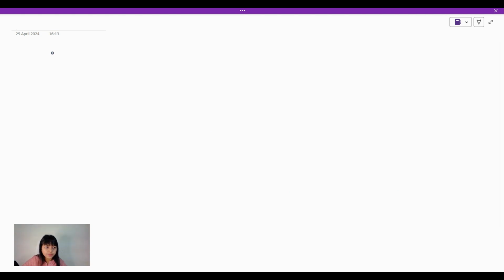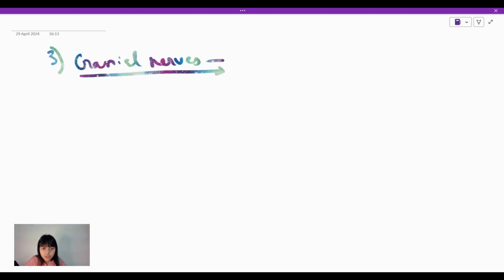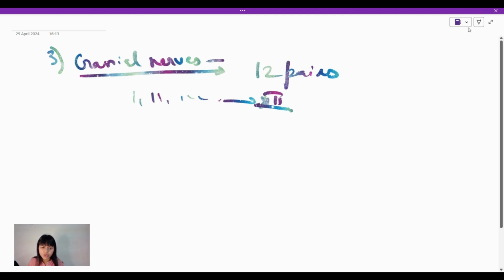Next is your third point, that is the cranial nerves. Here basically, how many cranial nerves are there, students? Yes, there are 12 pairs of cranial nerves, and you need to mention each of the cranial nerves separately, 1, 2, 3, and so on up to 12. If you want, I can upload a separate video for cranial nerve examination.